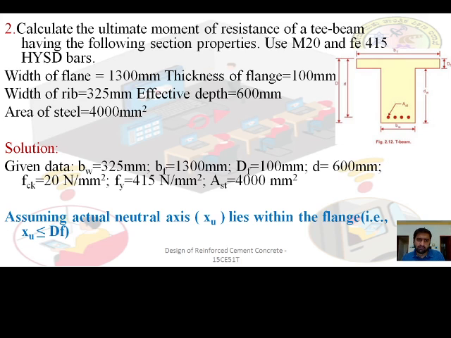Effective width they have given. In the last problem we calculated the effective width, but here they have given it. AST also they have given directly. So no need to calculate, no need to do those two steps.